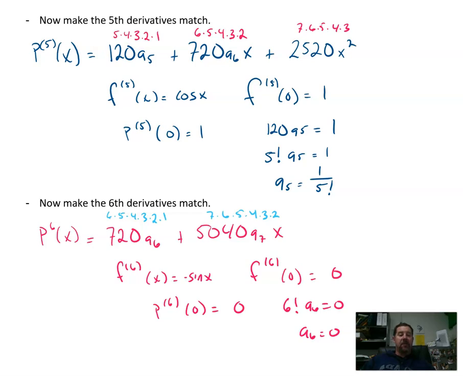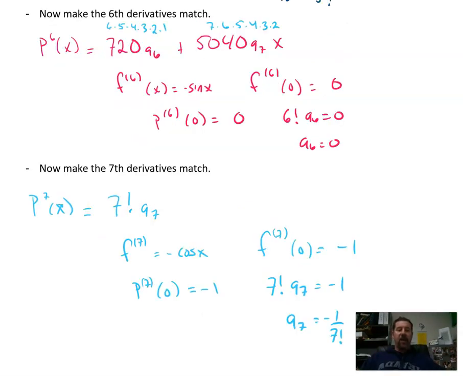And now one last time so we can find a sub 7, and then we could write our polynomial. All right, now here is the seventh derivative of our polynomial approximation. And the seventh derivative of the function is negative cosine of x. When I plug in 0, I get negative 1. So the polynomial should equal negative 1. And then I find that a sub 7 is negative 1 over 7 factorial. All right, so now we found all of our a sub 1, a sub 2, a sub 3, a sub 4, a sub 5, a sub 6, a sub 7.